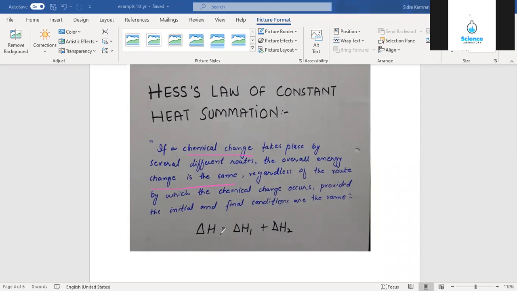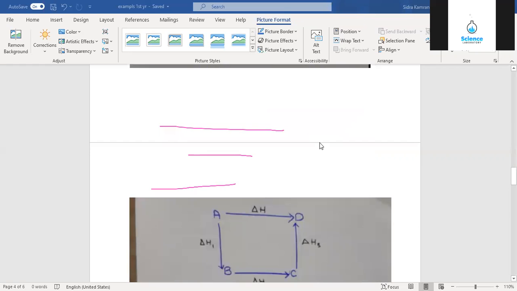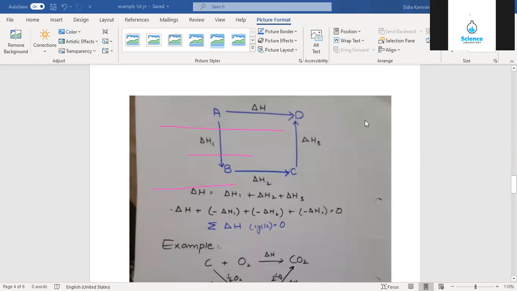Clear? This is about Hess's law of constant heat summation. Summation means to sum up. So when you are adding all the heats, you will know that it is constant whether a single step is taken or multiple steps are taken. This is the journal pathway. Basically, you can consider this a cycle.